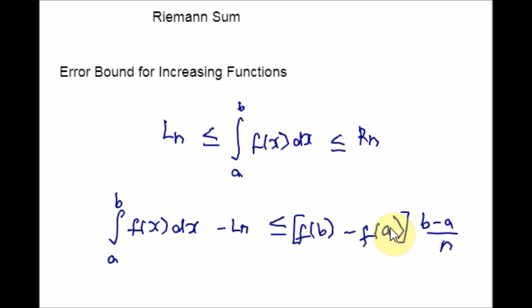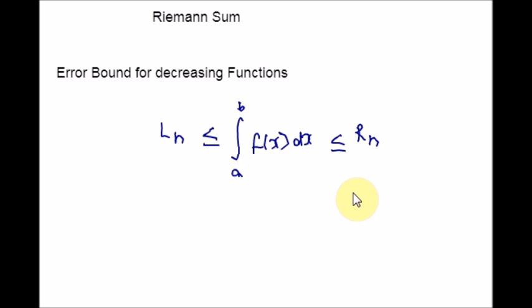We can also define the error bound for decreasing functions in the same way. For that one we will be taking the right hand sum. So the same function f of x and on the same interval a comma b. So this is how it will be defined. If f of x is a decreasing function on a comma b, a closed interval, then for all n, Rn, the right hand sum, is less than or equal to the integral a to b f of x dx less than or equal to Ln.